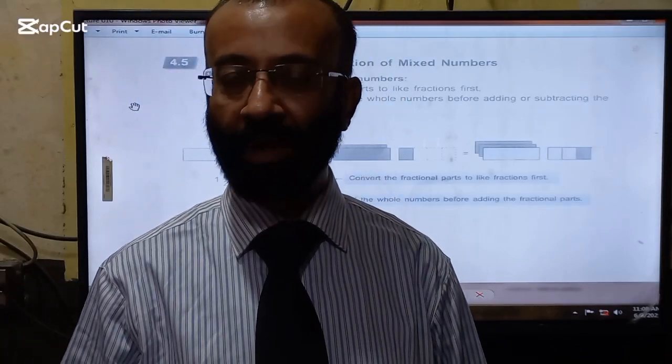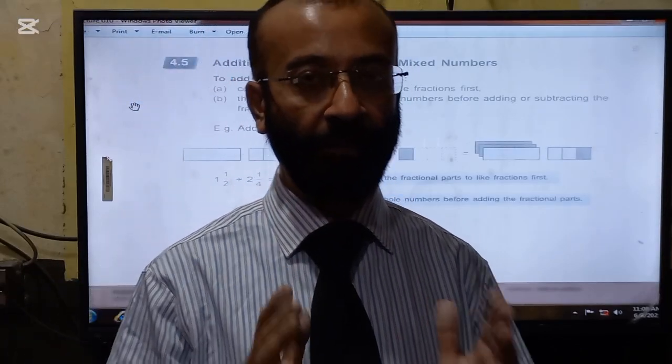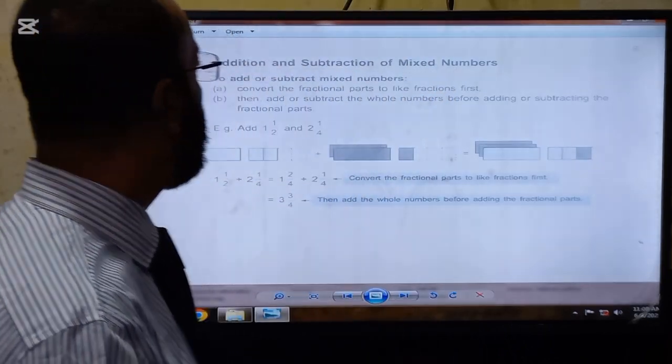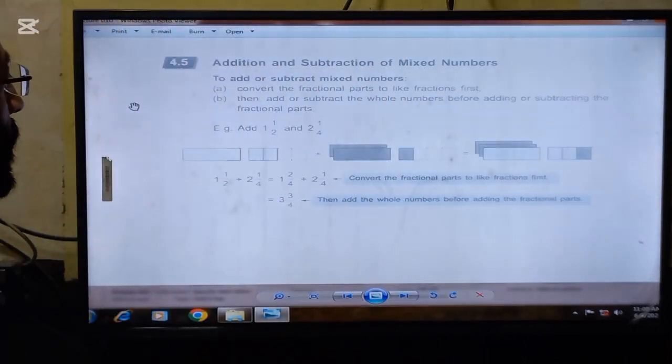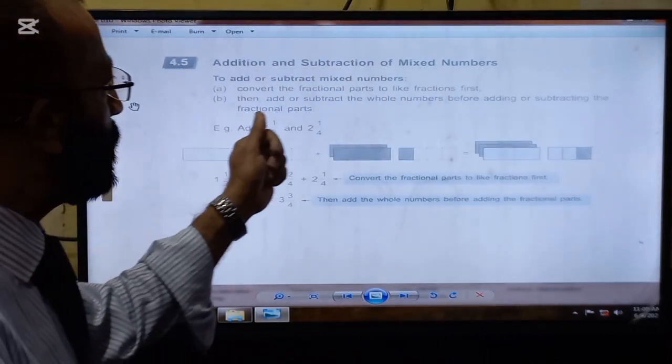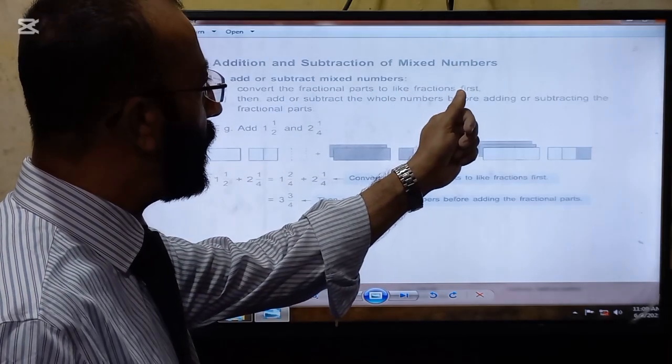Good morning, students. Today we are going to read the fifth lecture of the topic of fractions. And the title of today is Addition and Subtraction of Mixed Numbers.